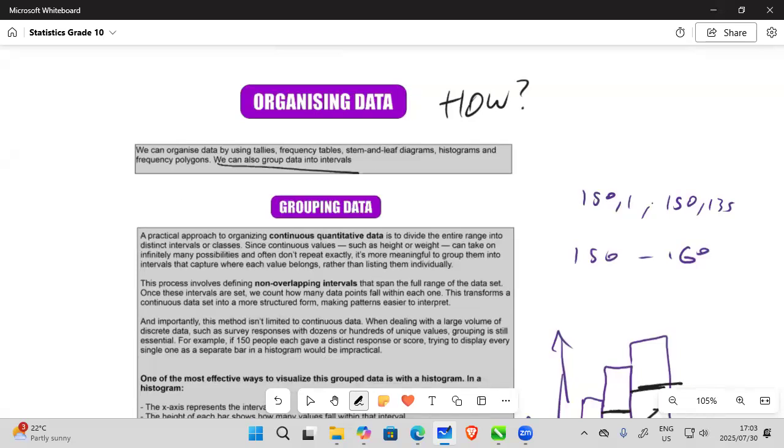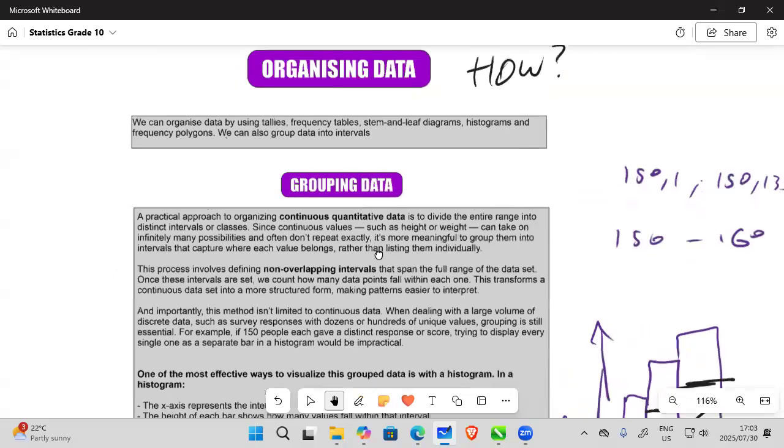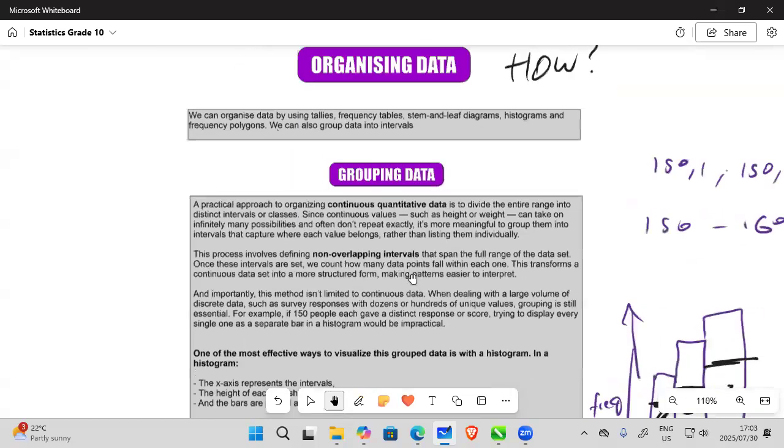We can also group data into intervals, and this is going to be very important. So let's talk about grouping data. This falls under the organization of it. A practical approach to organize continuous quantitative data is to divide the entire range into distinct intervals or classes. Since continuous values, such as height or weight, can take on infinitely many possibilities or often don't repeat exactly, it's more meaningful to group them into intervals that capture where each value belongs, rather than listing them individually.